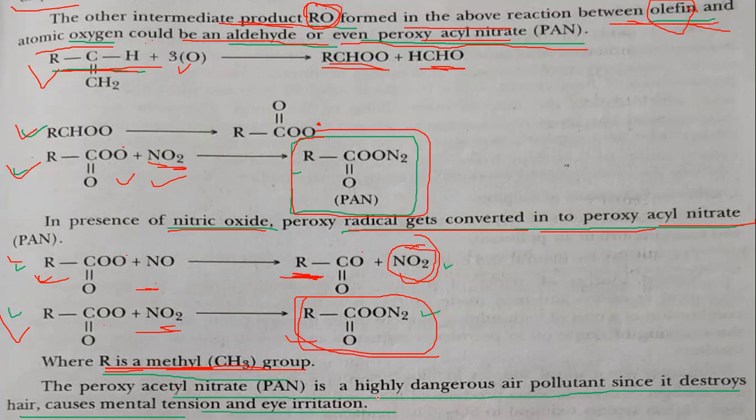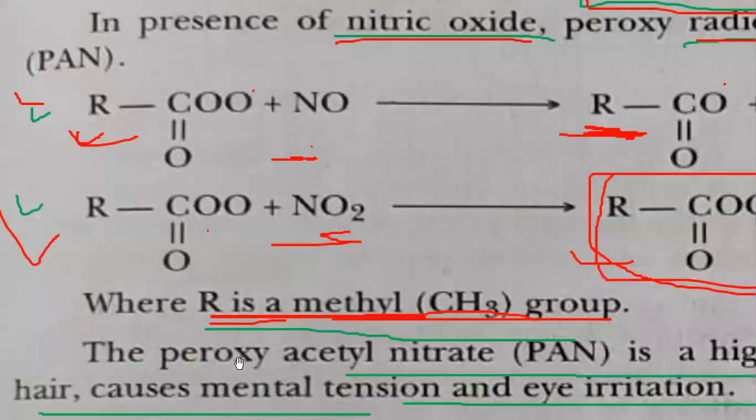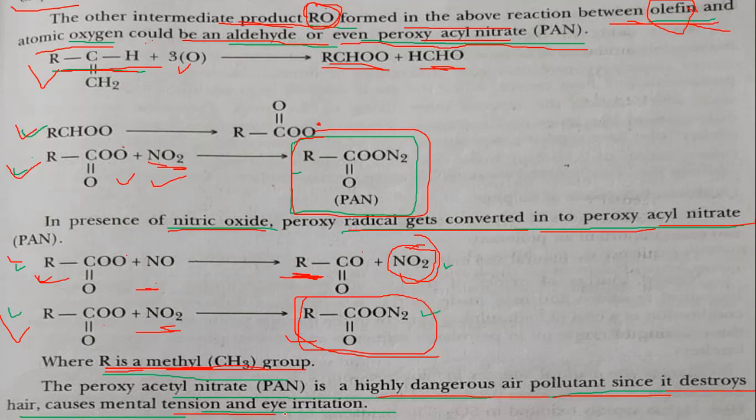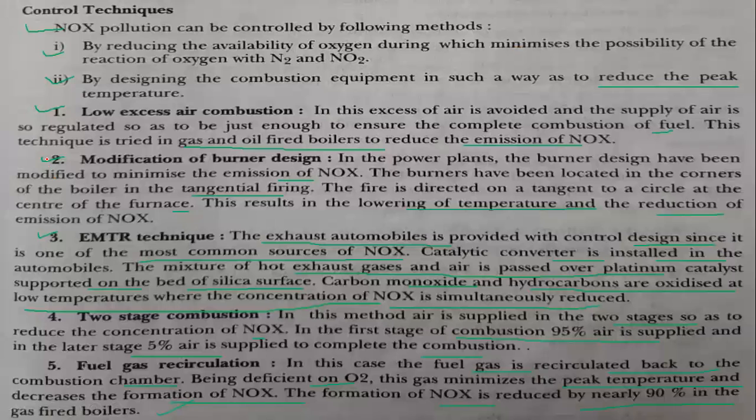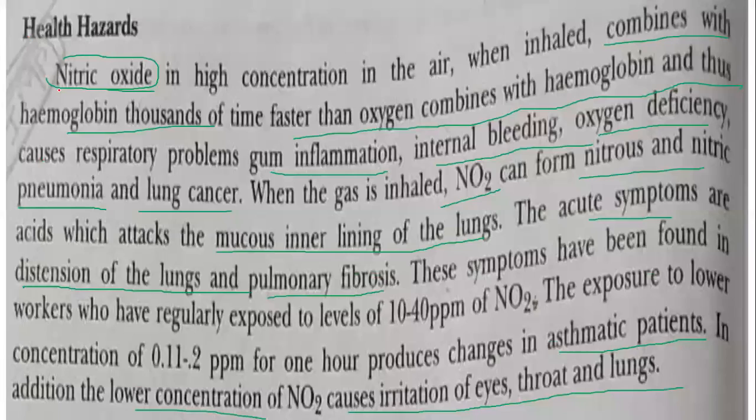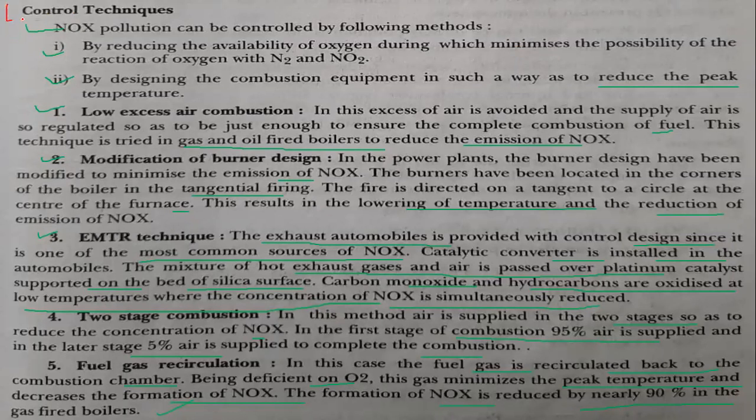Now it is a very dangerous compound and a very polluting substance that forms in the atmosphere. How is it polluting? It destroys hair, causes mental tension, causes eye irritation, and affects the lungs. A few more health hazards are mentioned in the next slide, and it also leads to cancer. But we'll see how we can control it. What are the techniques by which we can control PAN?